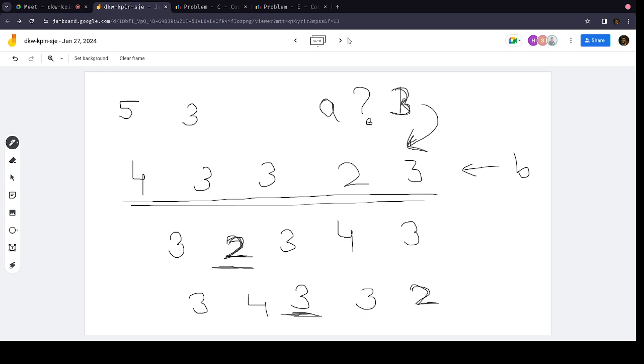But the thing is, you're not given A, you're given B. You have to verify, is this possible? I think we'll just be able to cover this one problem.